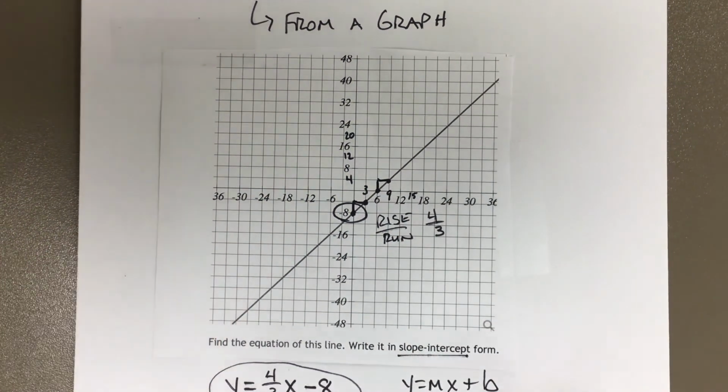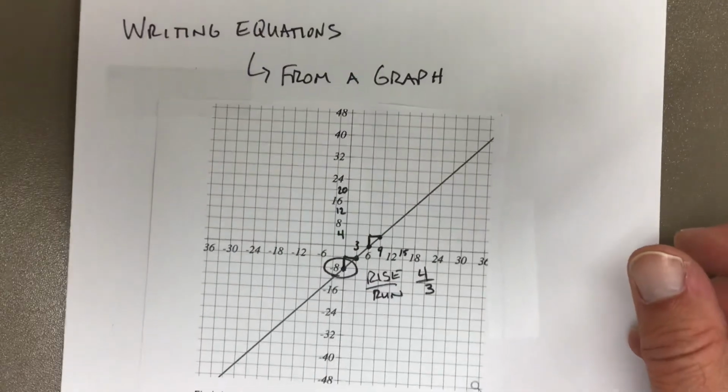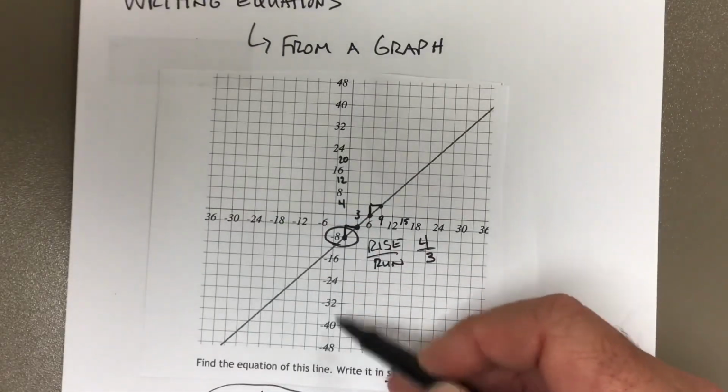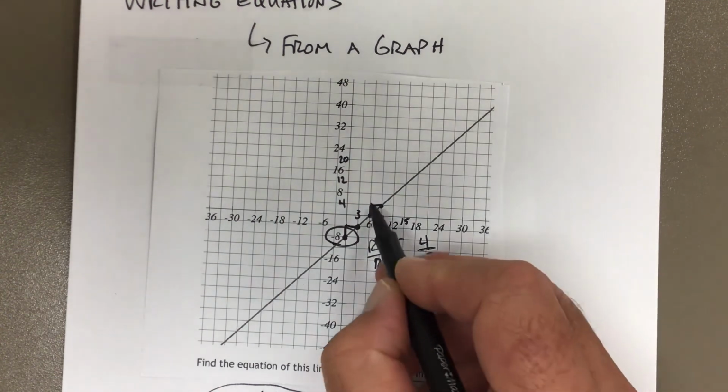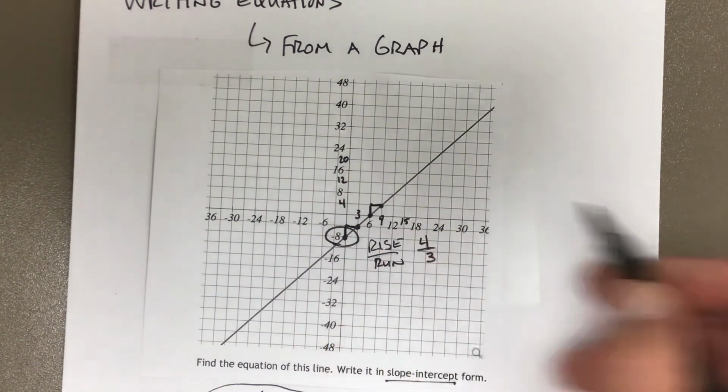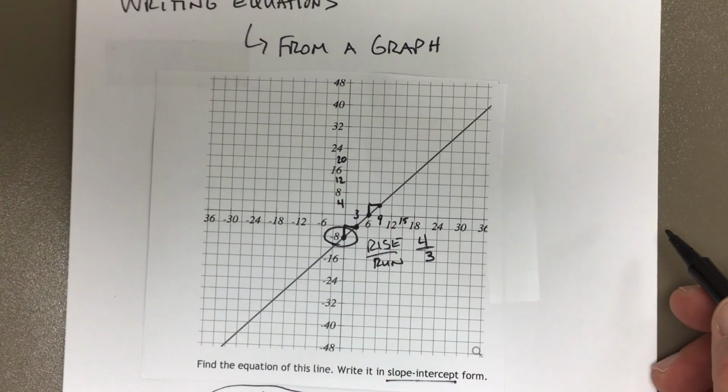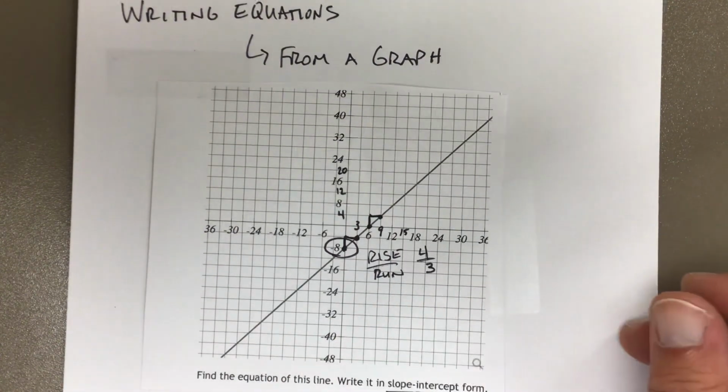All right, so the big thing when we're talking about writing equations from graphs is that we have to make sure we pay attention to the scale and make sure that we're not just counting how many lines there are, but what those lines represent. All right, so be careful. That's how they're going to trick you on this.